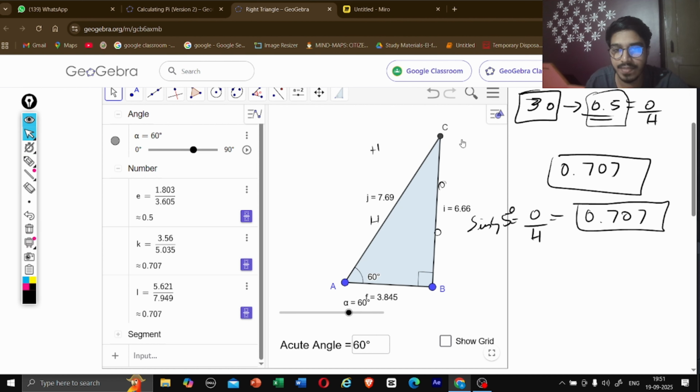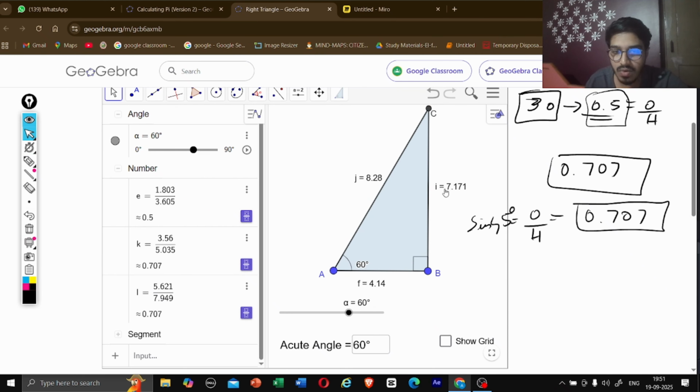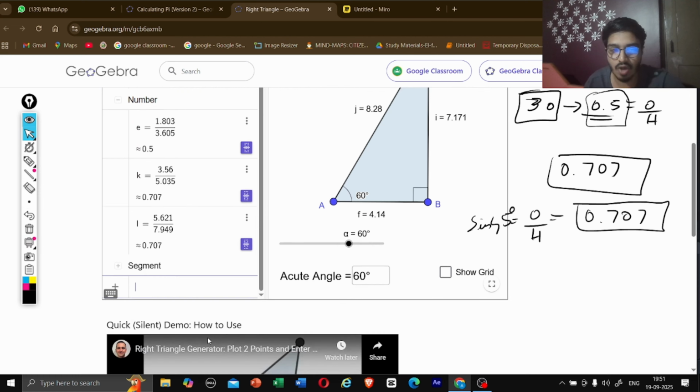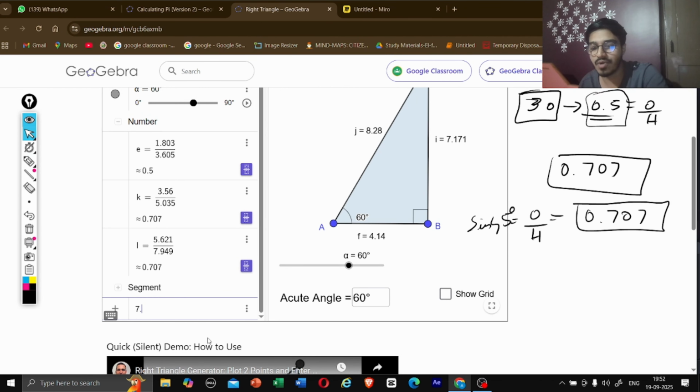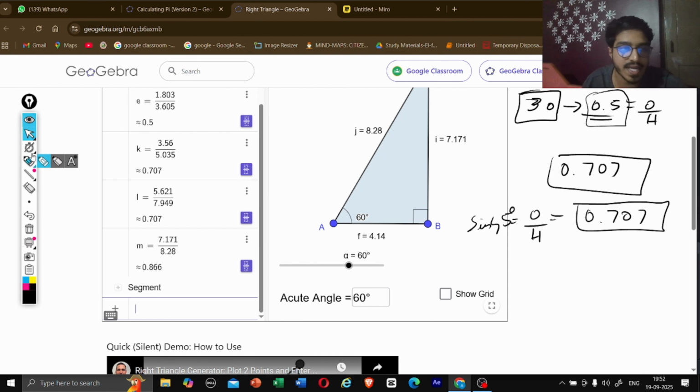Now I took the angle as 60 degrees. I'll erase these things so that you won't get confused. I took a right angle triangle and angle A is 60 degrees. Now sine is equal to opposite side, 7.171, divided by the hypotenuse, 8.28, which is equal to 0.866.